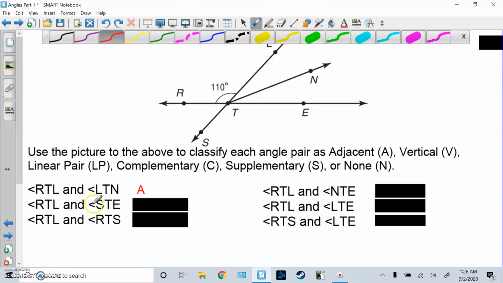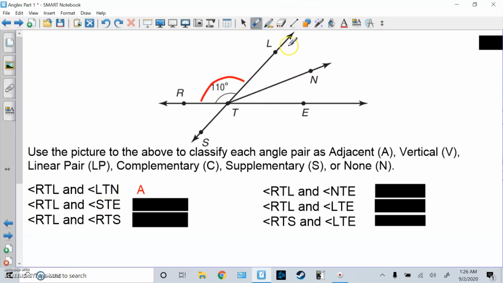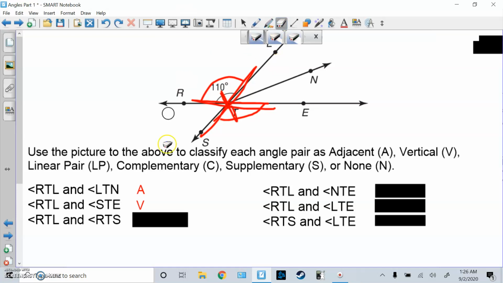All right, next one. RTL. So same top angle right here. And STE. S to T to E is this right here. Notice these make bow tie angles. So this makes a perfect cross right here. It goes straight line, straight line. So these are kissing. They're both 110. So I'm going to call them vertical.